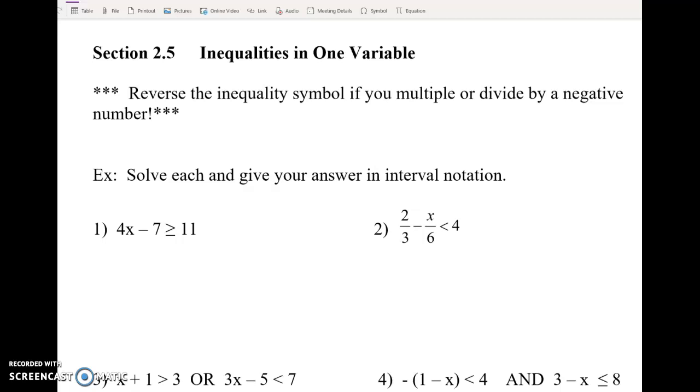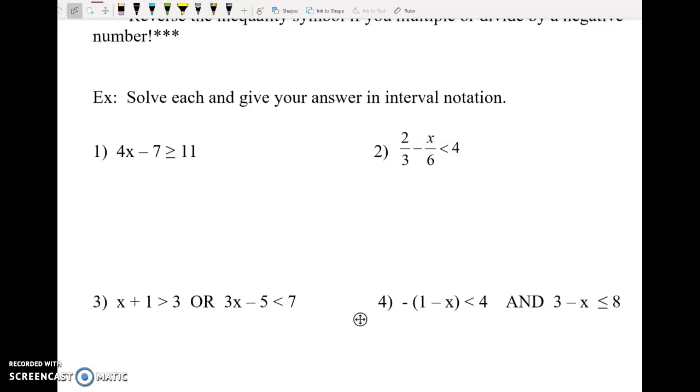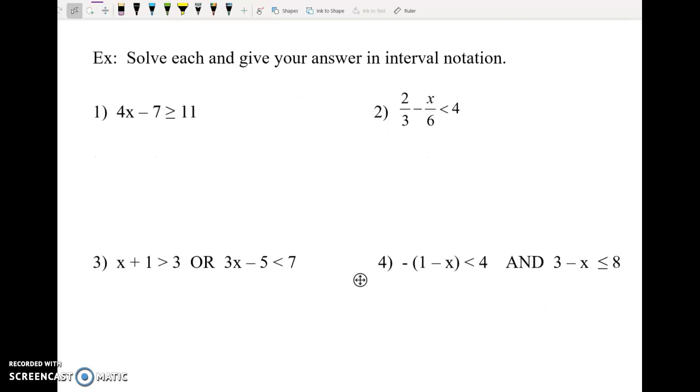When you are solving inequalities, we have to remember that we have to flip or reverse the inequality symbol if we multiply or divide the entire inequality by a negative number. Everything else is the same, just as if we were solving equations. So, let's solve each inequality and give our answer in interval notation.